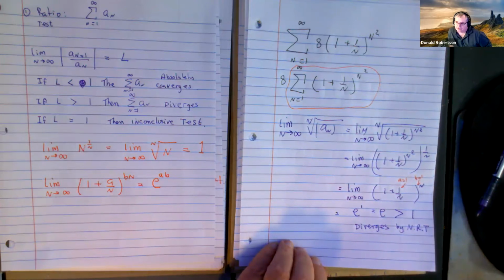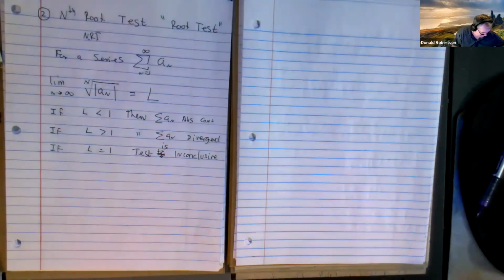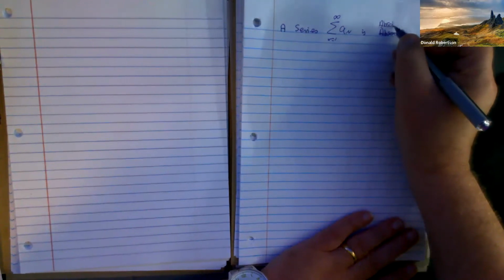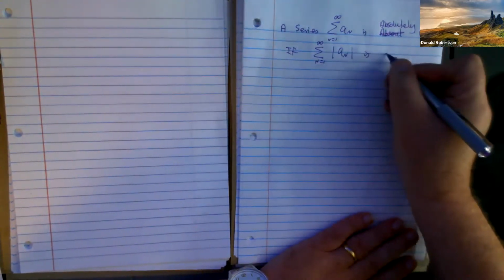absolute and conditional convergence, which are the two flavors of convergence. A series sigma a_n from n equals 1 to infinity is absolutely convergent if the series from n equals 1 to infinity of the absolute value of a_n, in other words, if you make all the terms positive, is convergent.